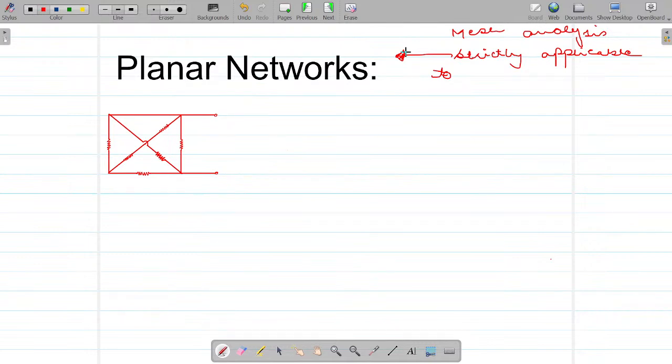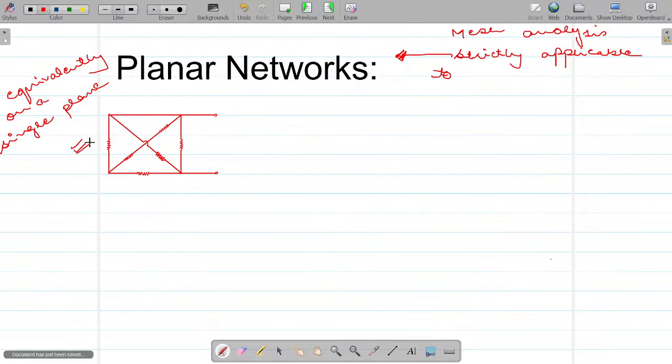Now tell me, what are planar networks? A network which can be redrawn equivalently on a single plane would be called a planar network. And mesh analysis would be applicable only to planar networks.